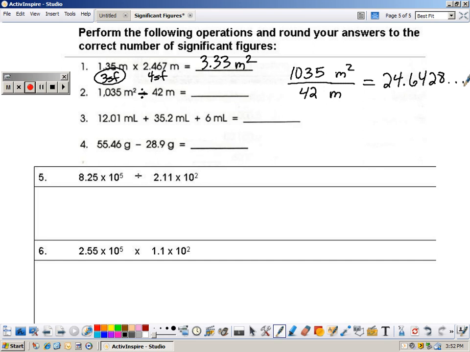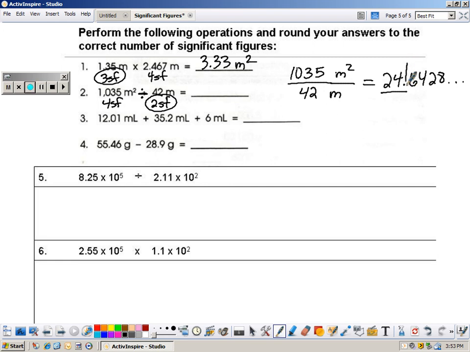Okay, so again, count the number of significant figures in both of our factors. In the 42, we have 2 significant figures. In the 1,035, we have 4 significant figures. So we round to the lowest number of significant figures in our factors. That's a 2. So we're going to round this to 2 significant figures. So I'm going to underline the first 2.